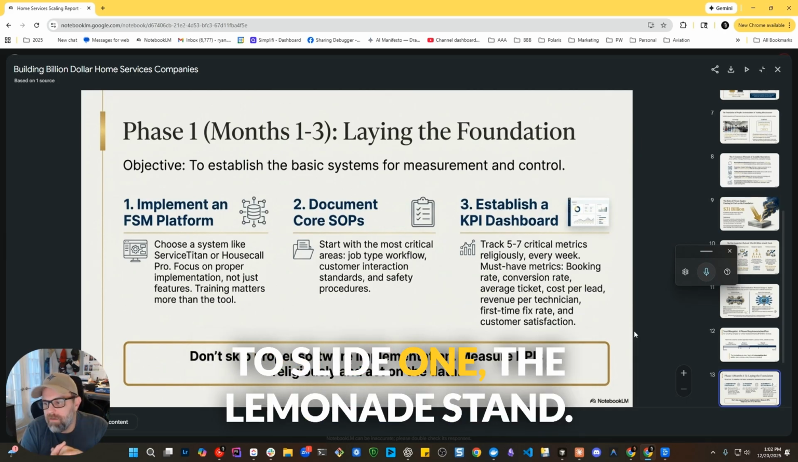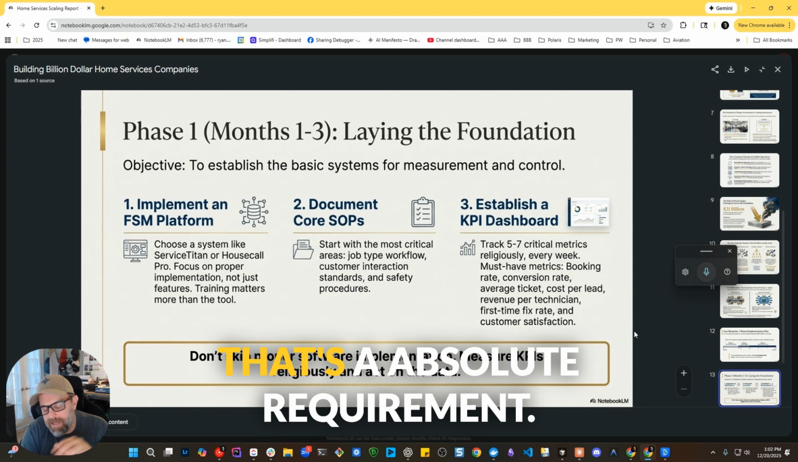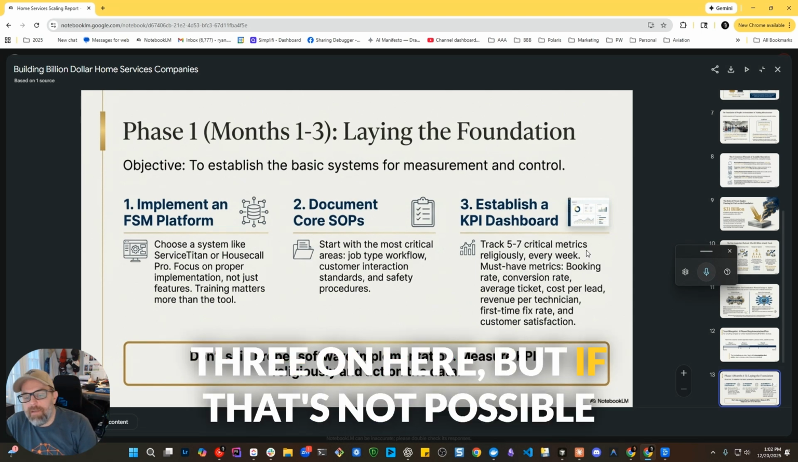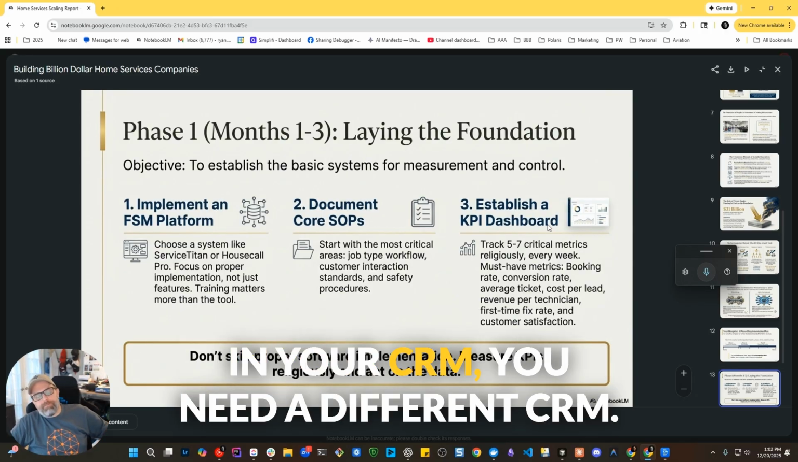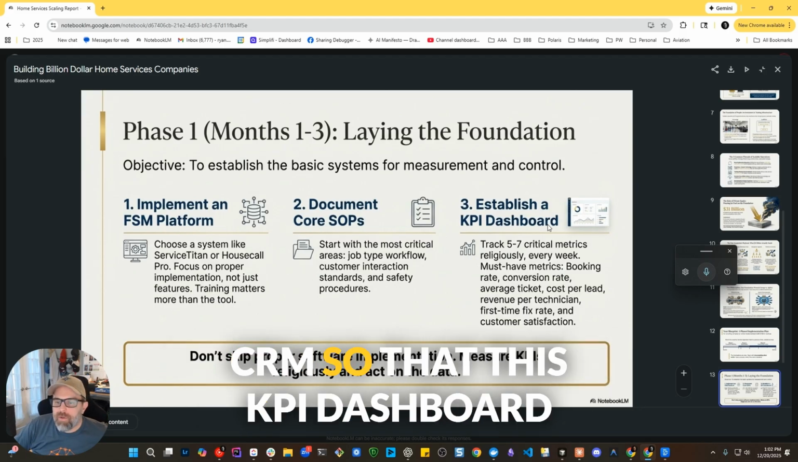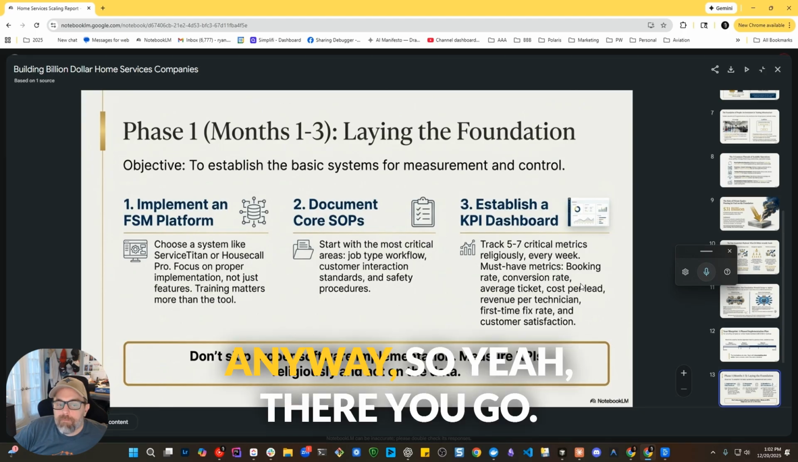I'm like, back to slide 1, the lemonade stand. You've got to have those 5 KPIs. That's an absolute requirement. And I guess it's point number 3 on here. But if that's not possible in your CRM, you need a different CRM, or you need another layer around that CRM so that this KPI dashboard is always there. This is mission critical.